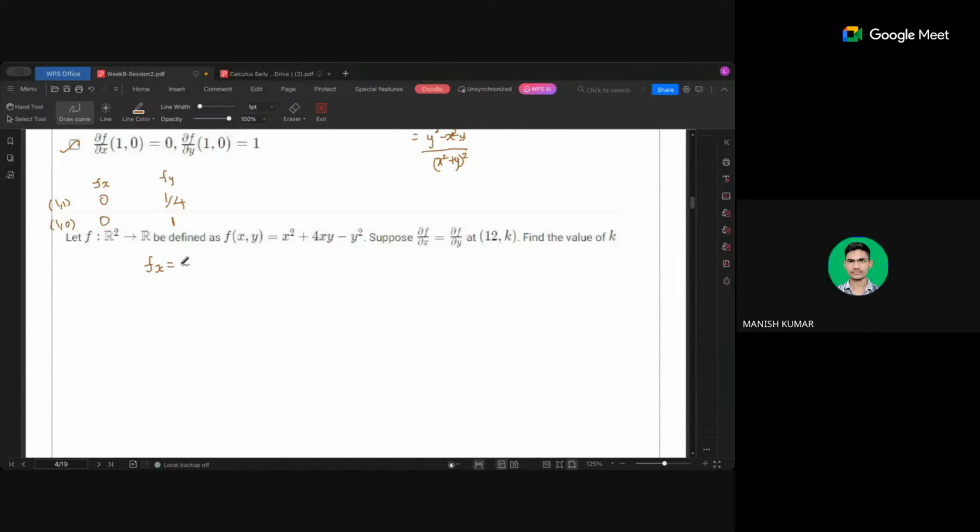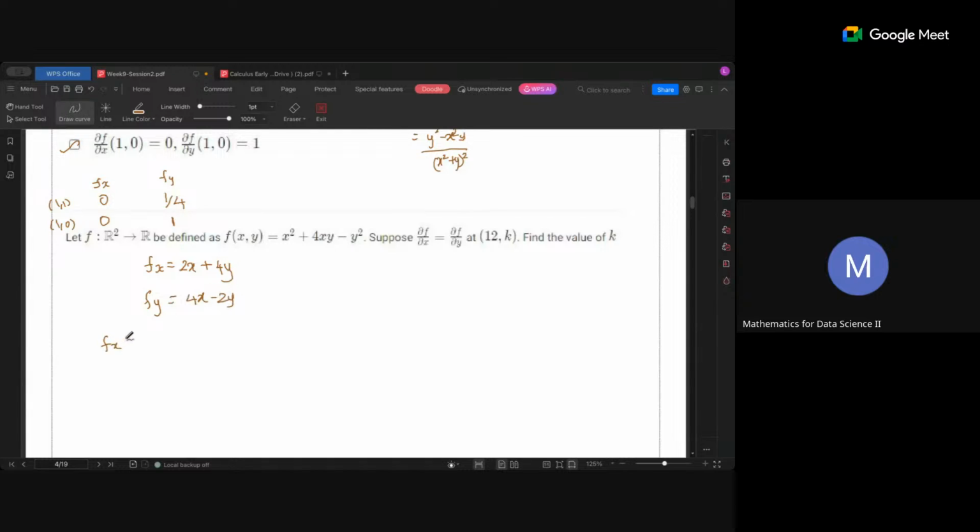2x plus 4y. Okay. And what is fy? 4x minus 2y. It is given that at (12, k) they both coincide.